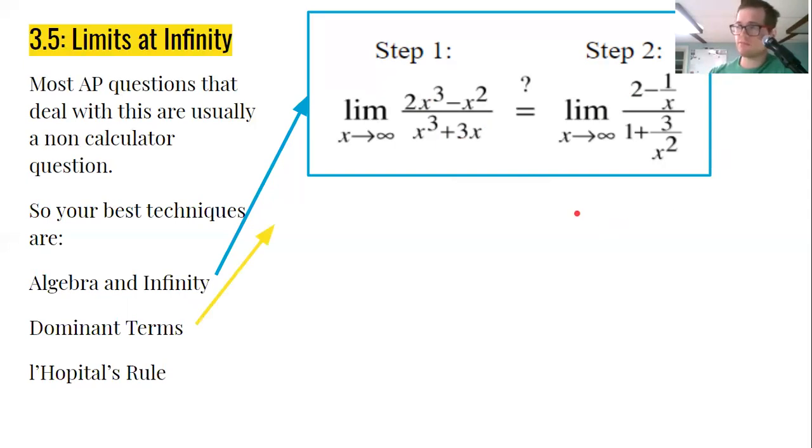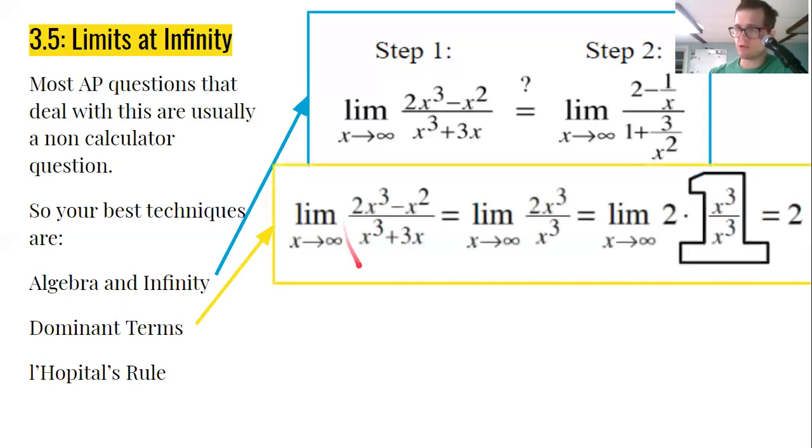Dominant terms, we're just going to isolate what the dominant terms are, which are these 2. And then simplify that as much as we can. Those simplify away, we just get 2. Sick.